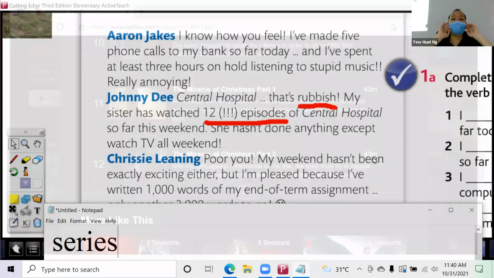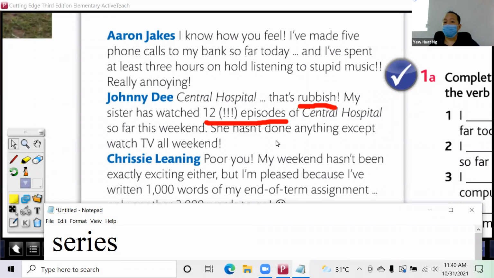Continue watching this. So my sister has watched 12 episodes of Central Hospital so far this weekend. She hasn't done anything except watch TV all weekend. Clear? Hasn't. 还没有. Next one.